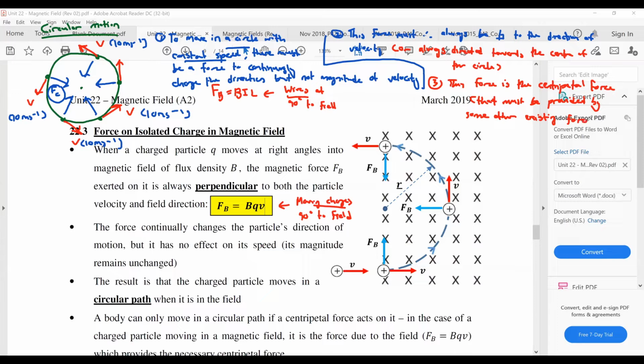So to recap, when you're talking about circular motion, if you want something to move in a circle with constant speed, with unchanging magnitude, there must be a force present to continuously change the direction but not the magnitude. To be able to change the direction but not the magnitude, it means that the force must be perpendicular to the direction of the velocity.